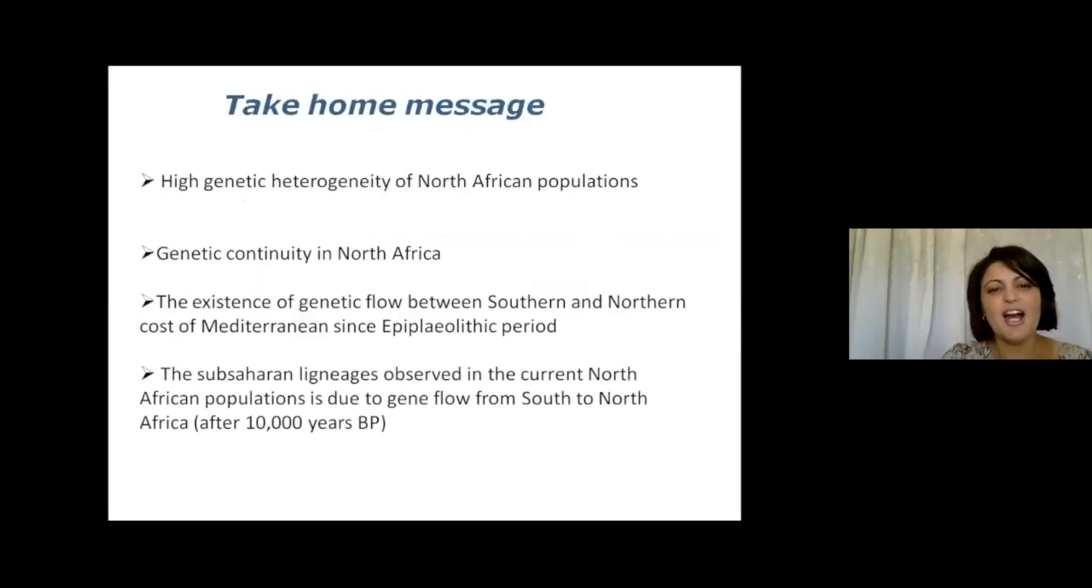Okay, the take-home message from these 2 studies is that there is a high genetic heterogeneity of North African population compared to European and other Mediterranean regions, genetic continuity in North Africa, and the existence of genetic flow between southern and northern coast of Mediterranean since Epipaleolithic period. And we specify the chronology of Sub-Saharan lineage. This Sub-Saharan lineage observed in the current North African population is due to gene flow from South to North Africa after 10,000 years before present.